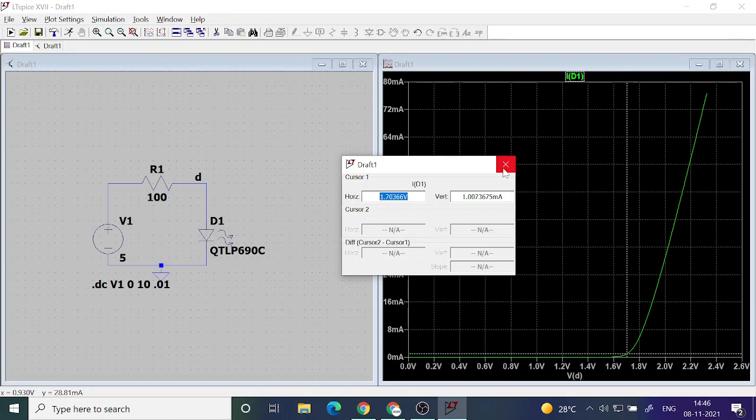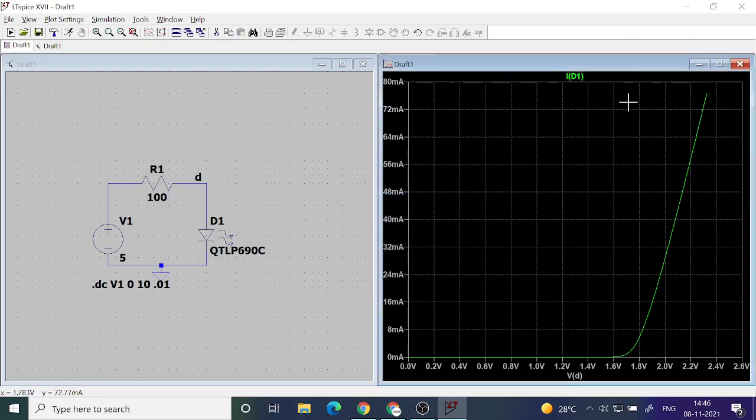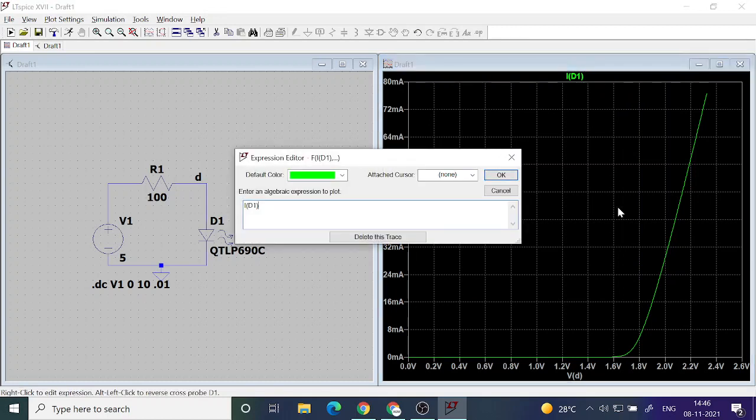Gallium arsenide has much larger energy band gap compared to silicon. Silicon has around 1.1 electron volt, whereas gallium arsenide is something like 1.4 electron volt, and other materials go higher. Okay, that is one thing you can find. Now if you take 2 cursors, you can also find the slope of this.